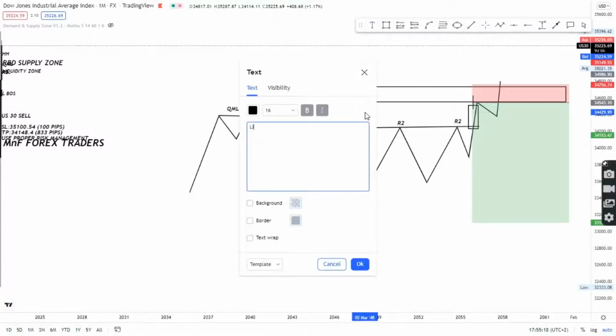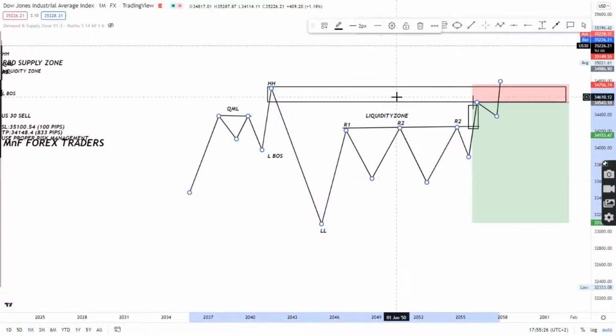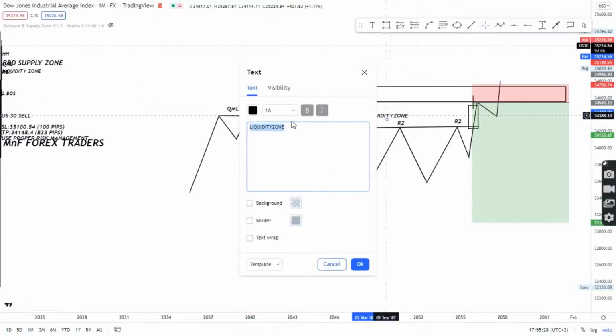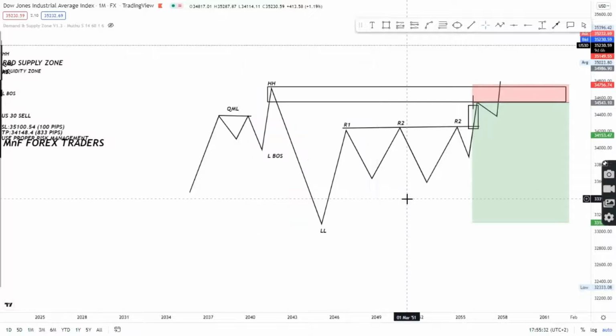Right here I have the liquidity zone, and next I have another liquidity zone right here. What happened? Let me do that again.